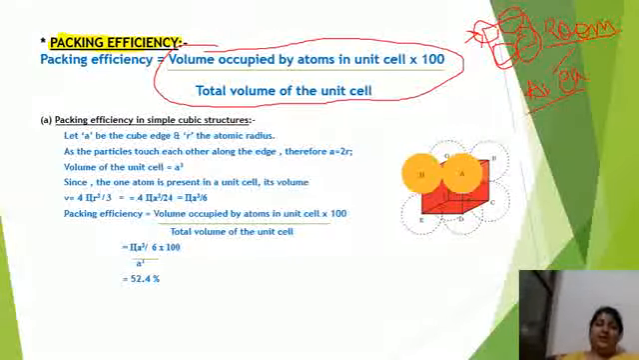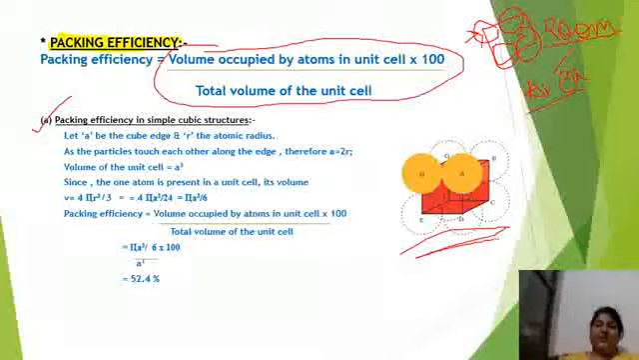So we have to calculate this packing efficiency in simple cubic structure, in body centered and in hexagonal close packing. First of all, we are going to calculate it in simple cubic structure. See beta, here I have taken a unit cell, a simple cubic structure in which the edge length of the cube, either ED, CD, BC, anything we can take, is A, and R is the atomic radius.